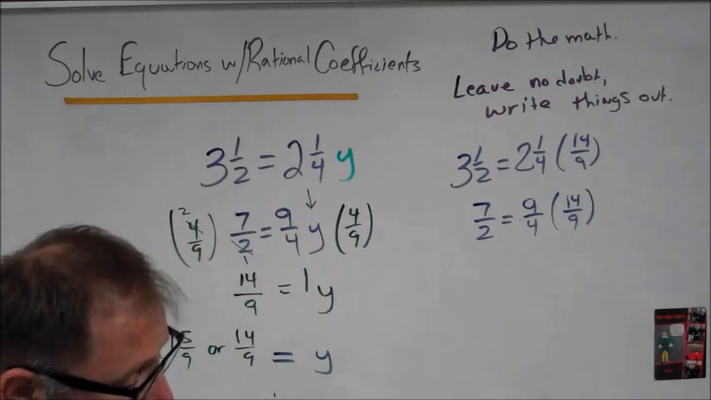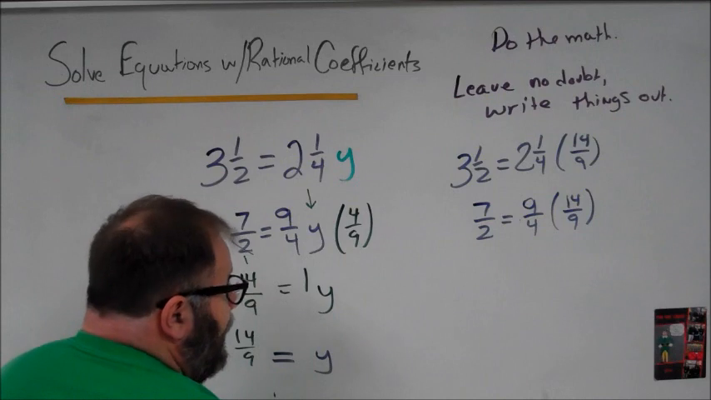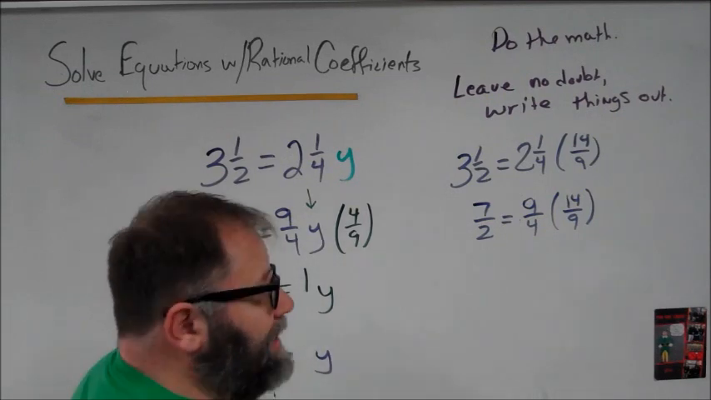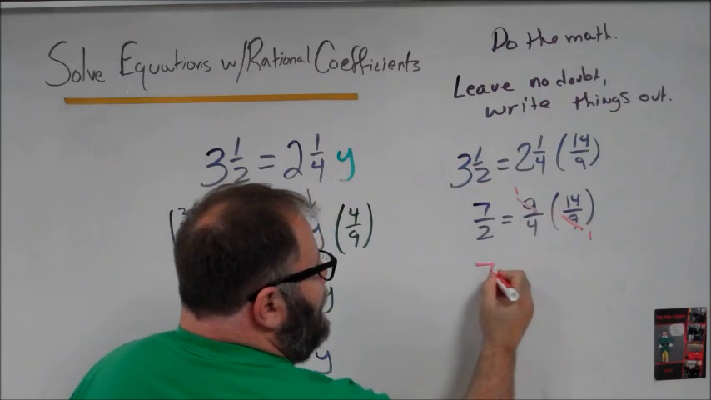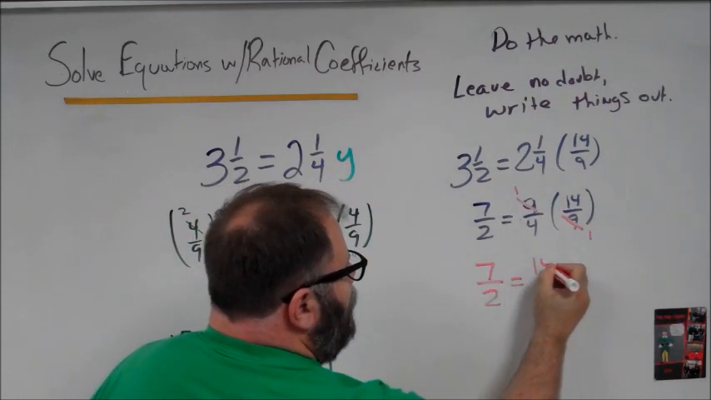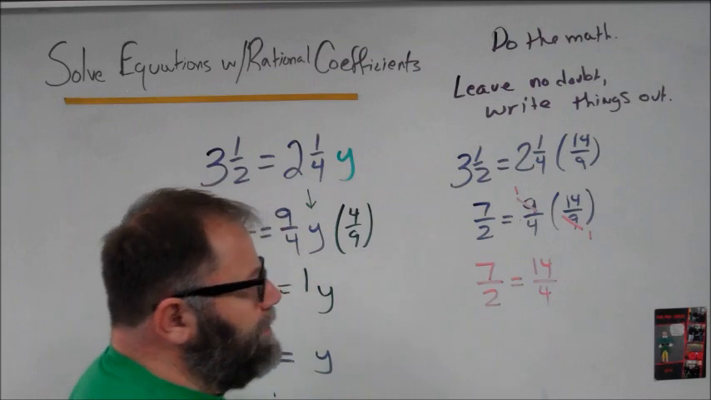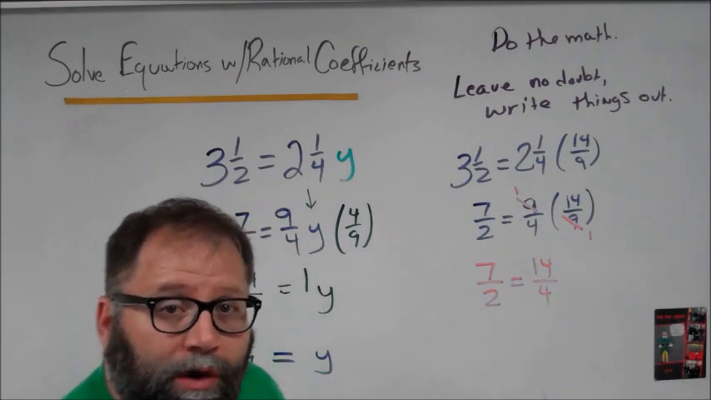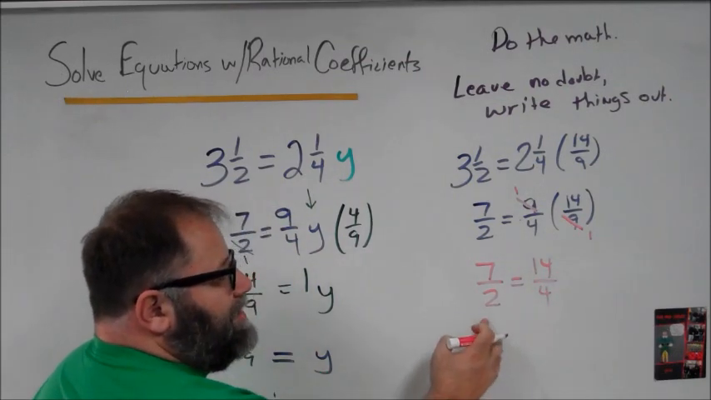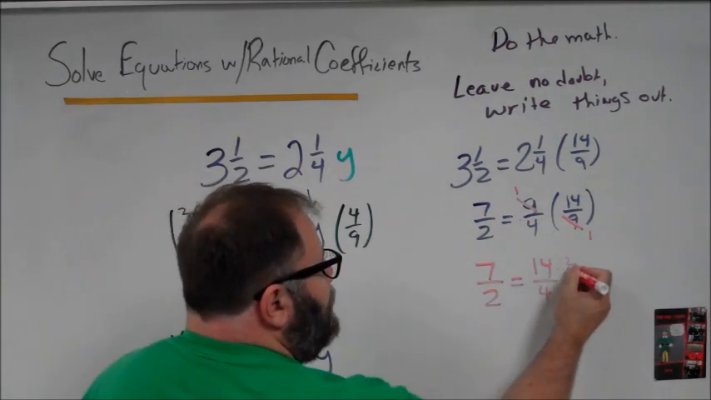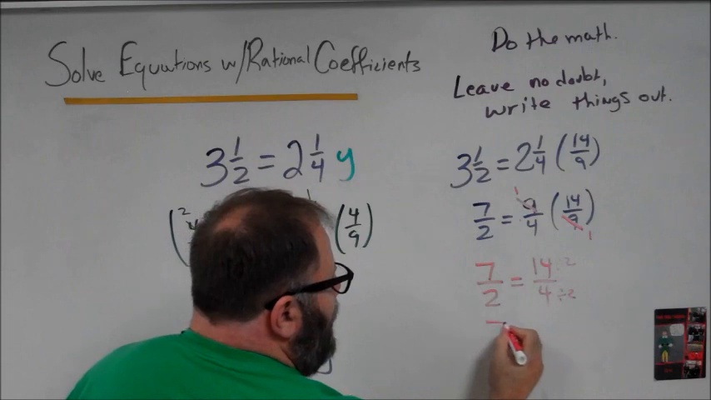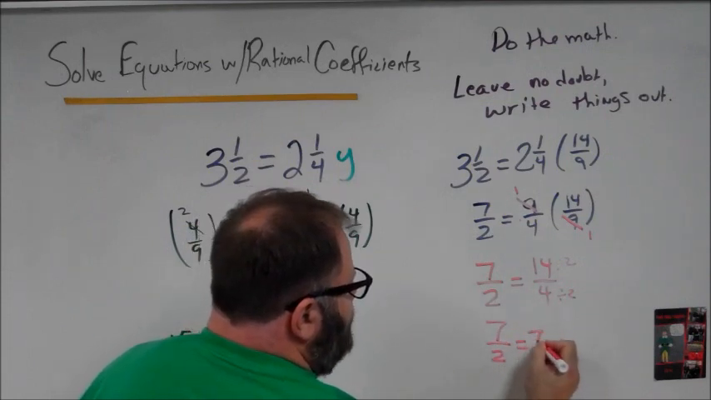Oh, I see something really sweet here, right? We've got our 9s. 9 divided by 9, these become 1s. And now I've got 7/2 equals 14/4. Are those equivalent? Absolutely, they're equivalent. This fraction is just this fraction scaled up by 2. So if I divide this by 2 and divide this by 2, I get 7/2 equals 7/2.